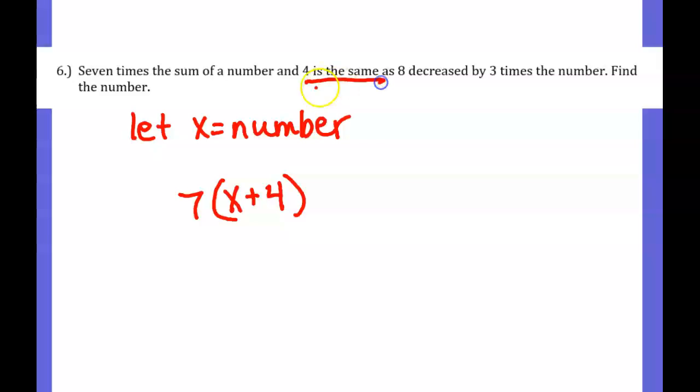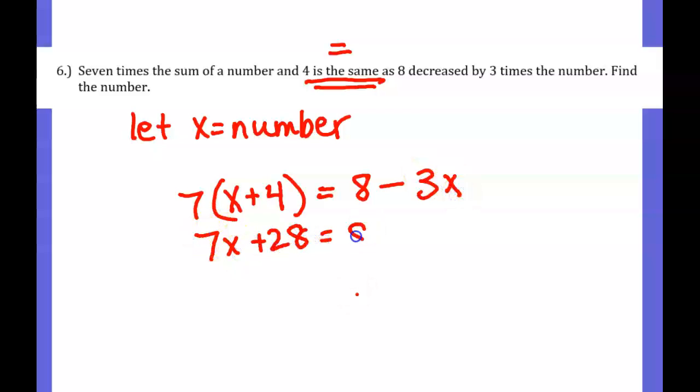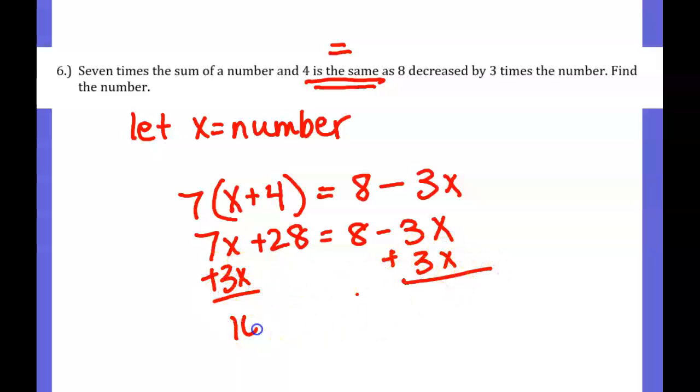Is the same is another way of saying it's equal to. 8 decreased by 3 times the number. 8 decreased is 8 minus. 3 times the number is 3x. So that's the hard part, coming up with the equation. Now, distributing and combining like terms and moving the variable should start to get pretty easy. So I'm going to add 3x to both sides. We'll get 10x plus 28 is equal to 8.